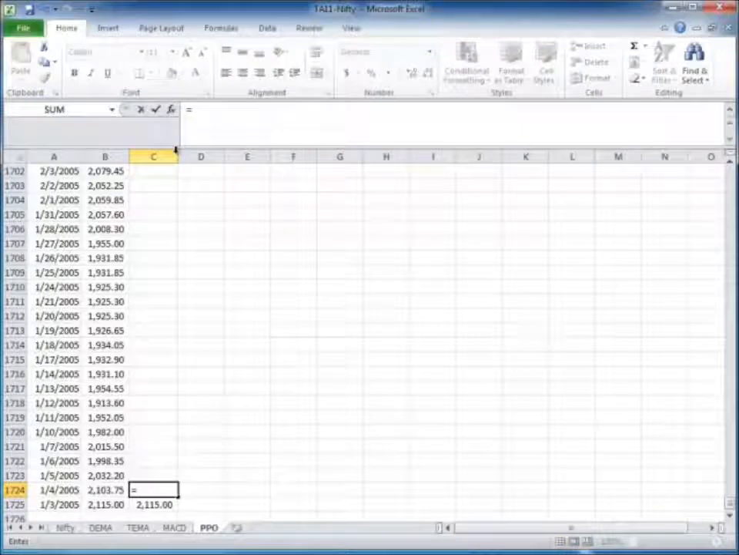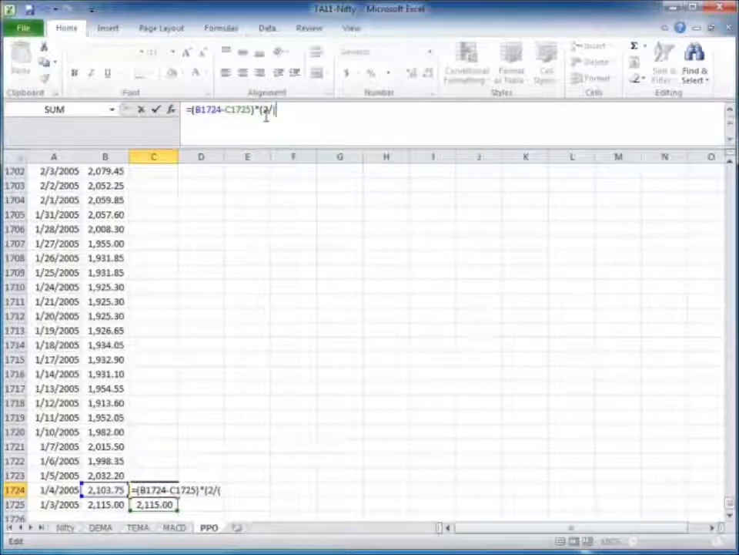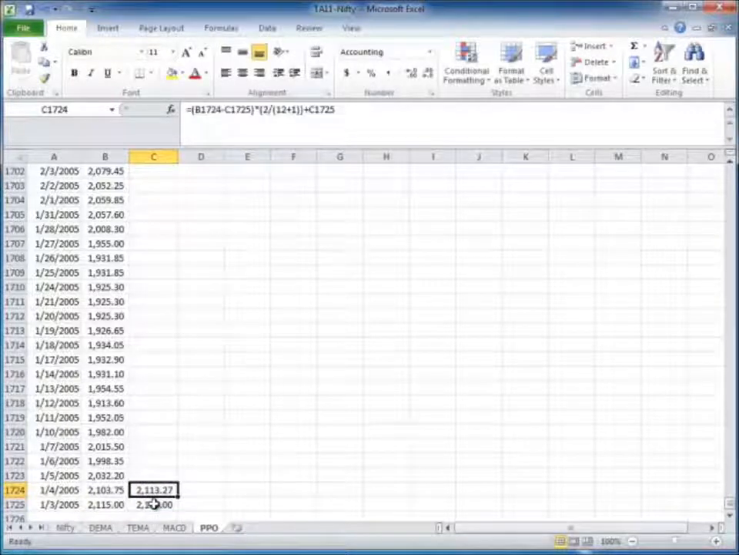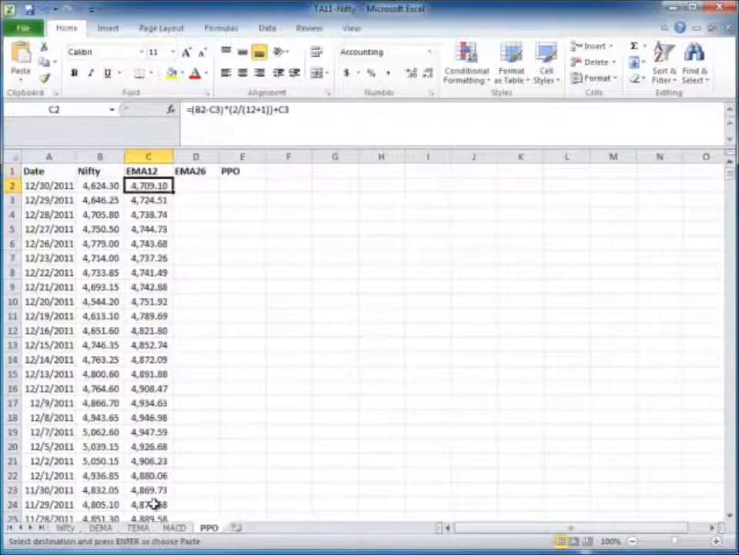So again, the EMA is going to be equal to this value here minus this initial value, then we multiply it by 2 divided by n plus 1. In this case, the number of days is 12 plus 1, and then we add the previous value. Take this all the way up and copy it there, and now we have our 12-day exponential moving average.